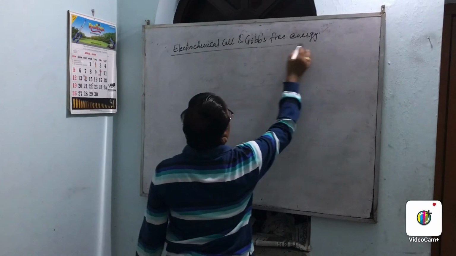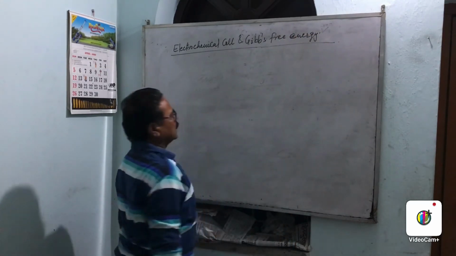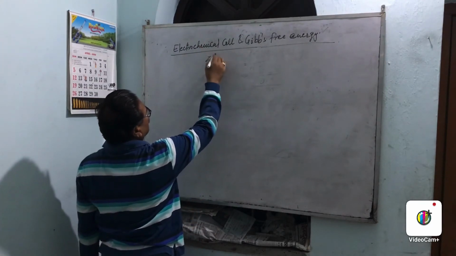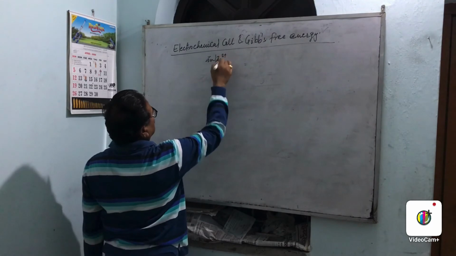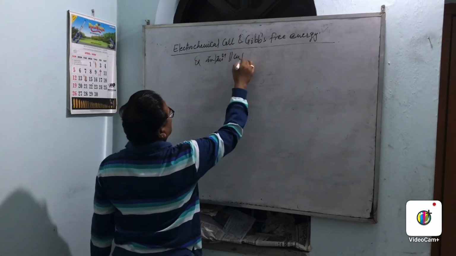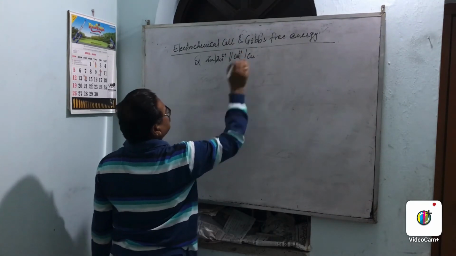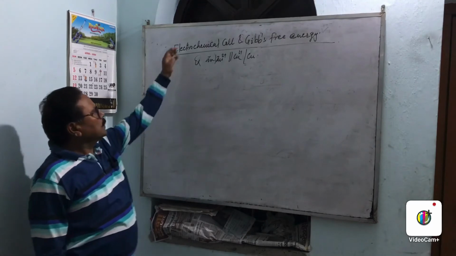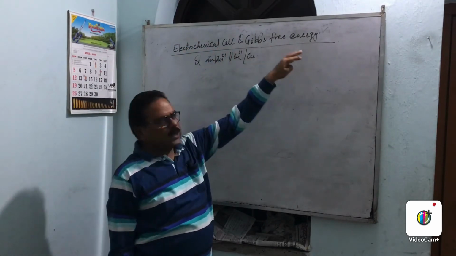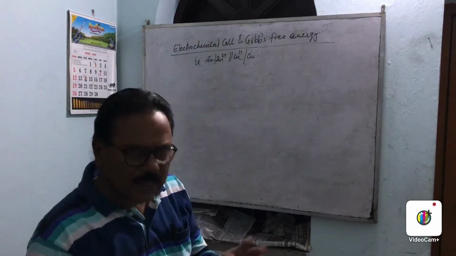Electrochemical cell or a galvanic cell. For example, suppose Zn, Zn2+, and copper, Cu2+. So how the cell potential of the cell and the Gibbs free energy are related, we have to correlate it.